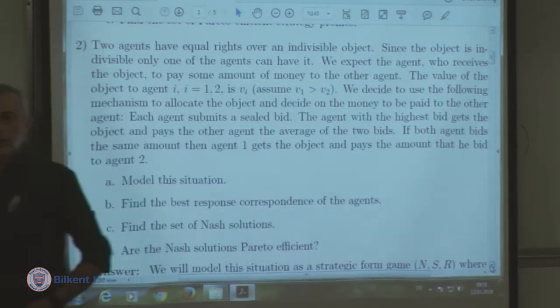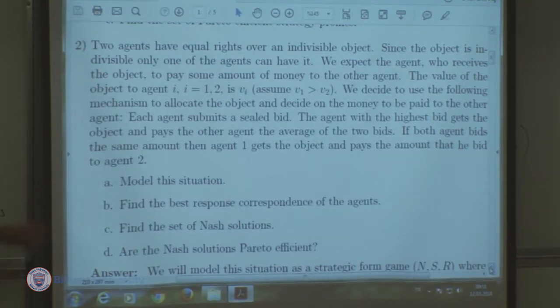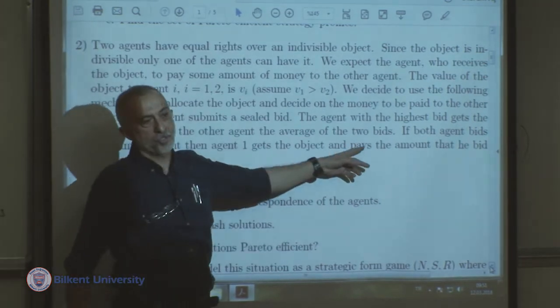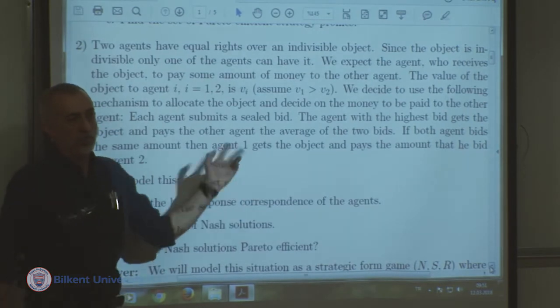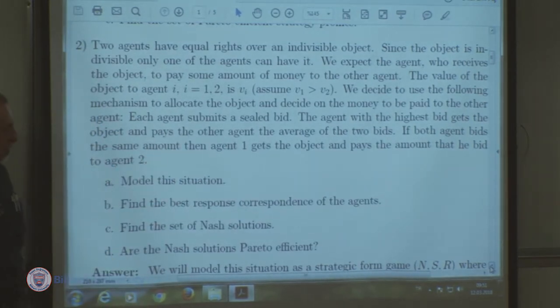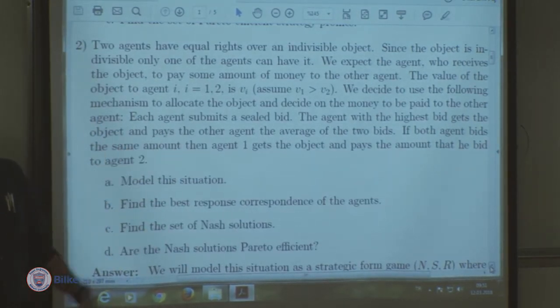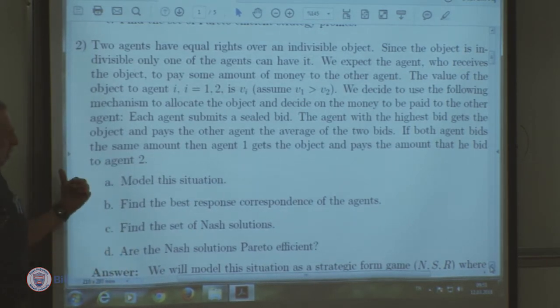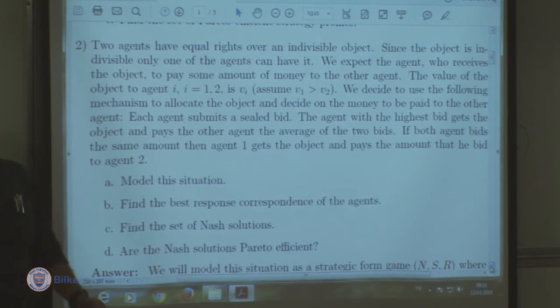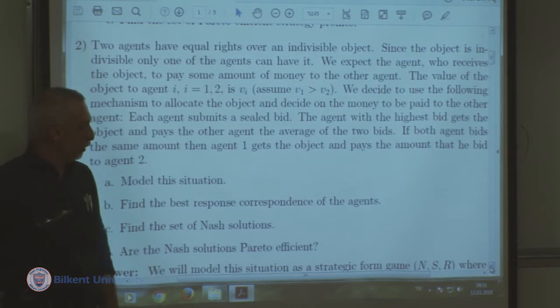The highest bidder gets the object and pays the other agent the average of the two bids. Well, if me and my sister bid, if player one and player two bid the same amount, then there is no single highest bidder. There's two highest bidders. So in that case, normally we would flip a coin.